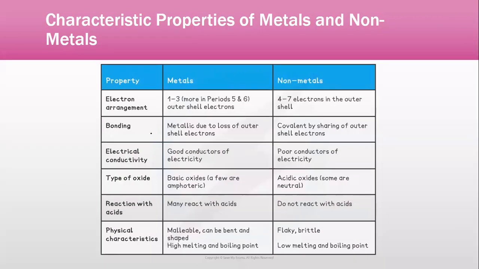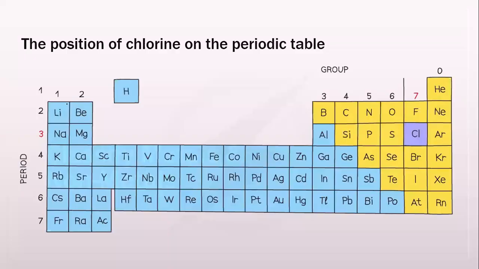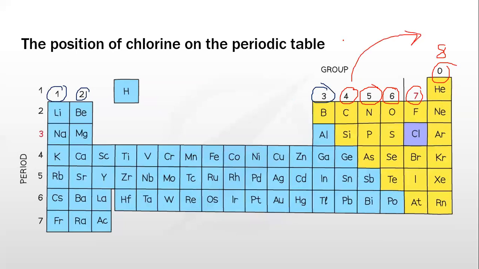Now, if you look at the characteristic properties of metals and non-metals, we know the electron arrangement. I told you that metals are from group 1 to 3 and non-metals are from group 4 to 7. That means if you look at the periodic table over here, groups 1, 2 and 3 are your metals, and the non-metals consist of groups 4, 5, 6, 7 and 0, or what we call group number 8. Groups 4 to 8 are non-metals, and groups 1 to 3 are basically your metals.